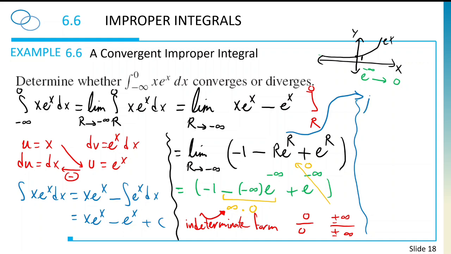I need to do the limit for r e to the power of r as r approaches infinity. So with direct substitution, we notice it's negative infinity times 0. So I need to drop one of them just to create this form, 0 over 0 or infinity over infinity. So this is the limit.